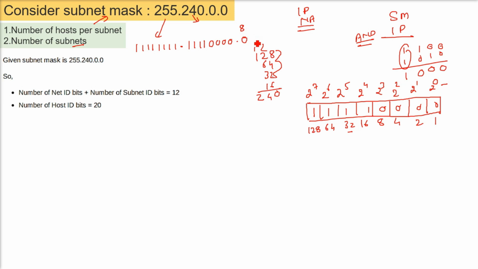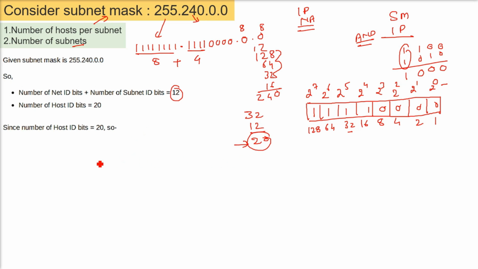Okay, you know about this. 8 bit, 8 bit, 0, 0, 8 times. Now this is 8 ones. These are 4 ones. 8 plus 4 is 12. So 12 ones, or you can say this 12 is for the network, or these are the subnet ID bits. 32 bits in all. Subtract this 12, you will get 20. 20 is for the host.